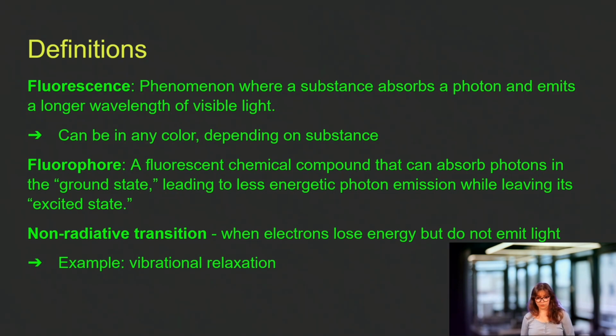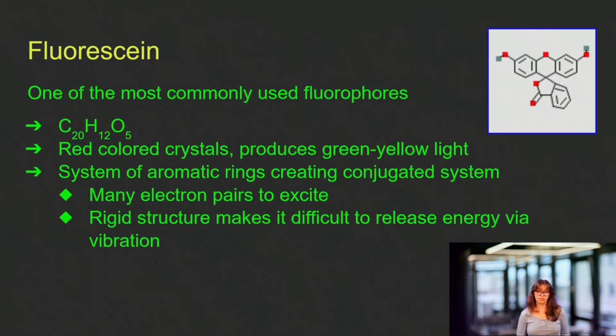A non-radiative transition is when electrons lose energy but do not emit light. An example of this is vibrational relaxation. One of the most commonly used fluorophores is fluorescein. Its chemical formula is C20H12O5. It has red-colored crystals that, when they fluoresce, produce a green-yellow light.